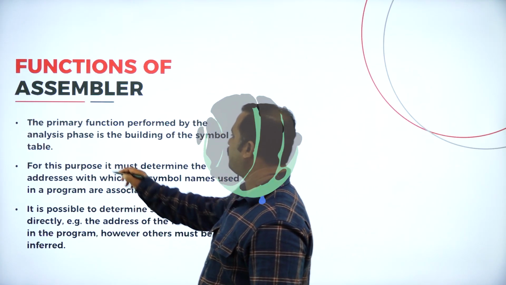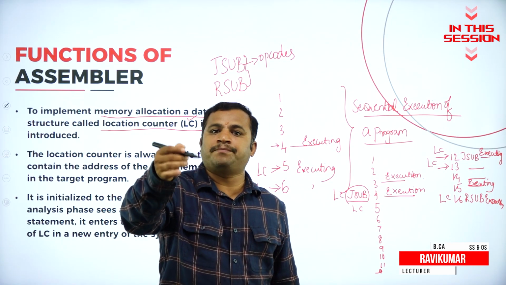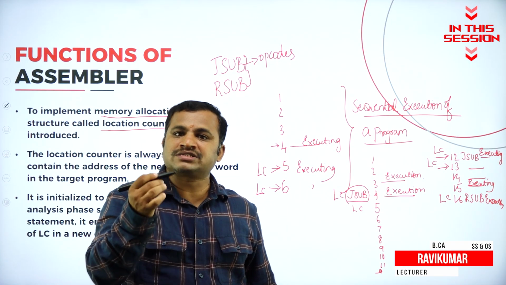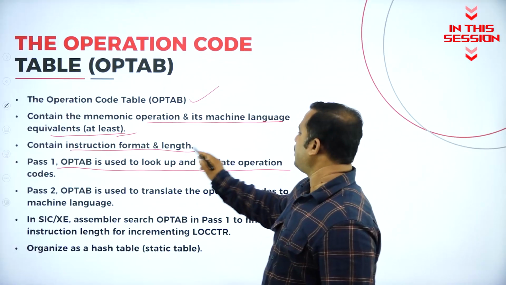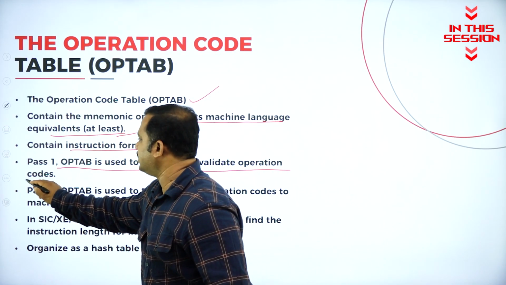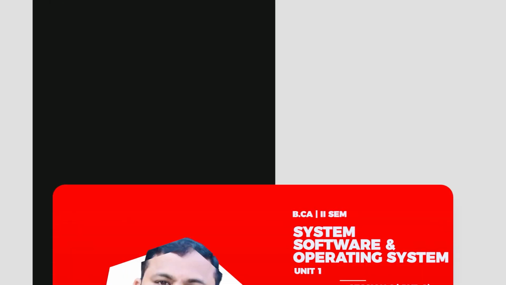Primary function performed by the analysis phase is building of the symbol table. The location counter is a pointer that always contains the address of the next instruction to be executed. Look up and validate operation codes. That is to look up and validate the opcodes.